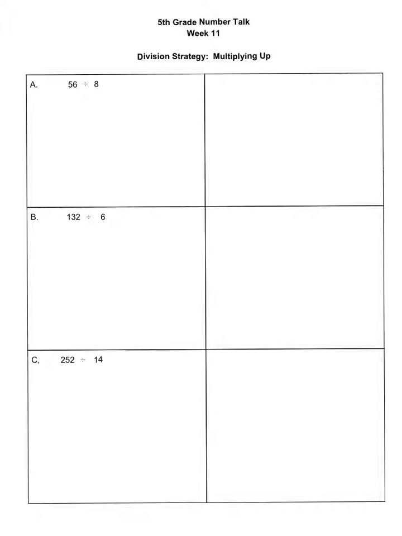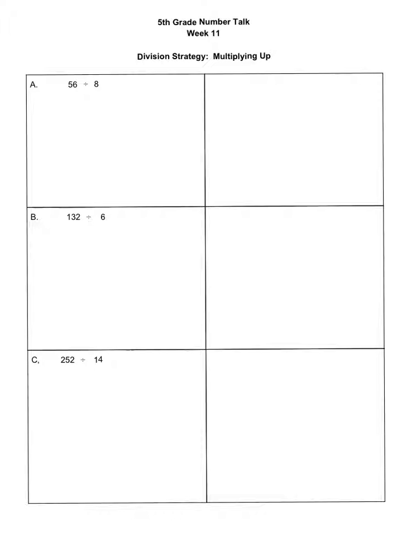This week we're focusing on the division strategy multiplying up. Very similar to partial quotients. Difference is with partial quotients you're subtracting as you go along, where with multiplying up you are adding as you go along. Same premise though, you're working with friendly numbers.